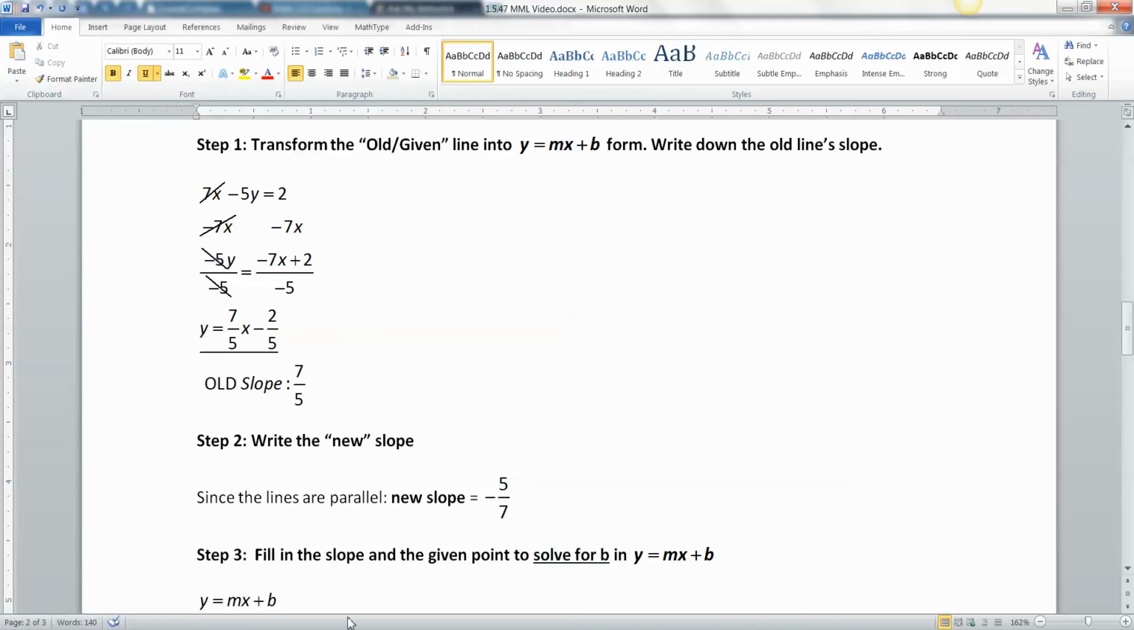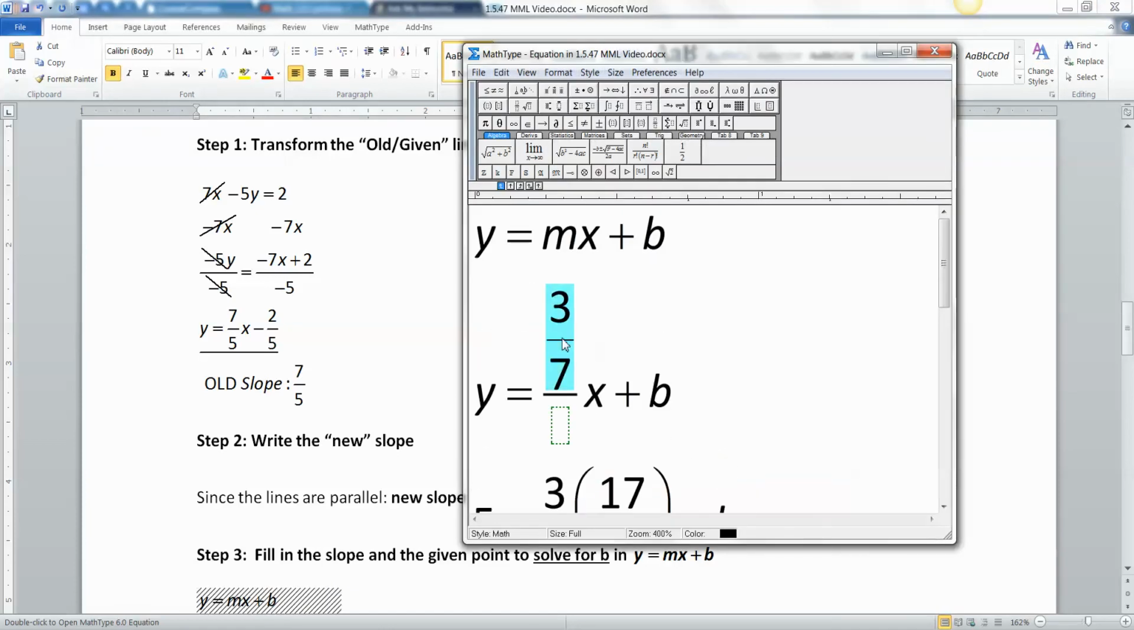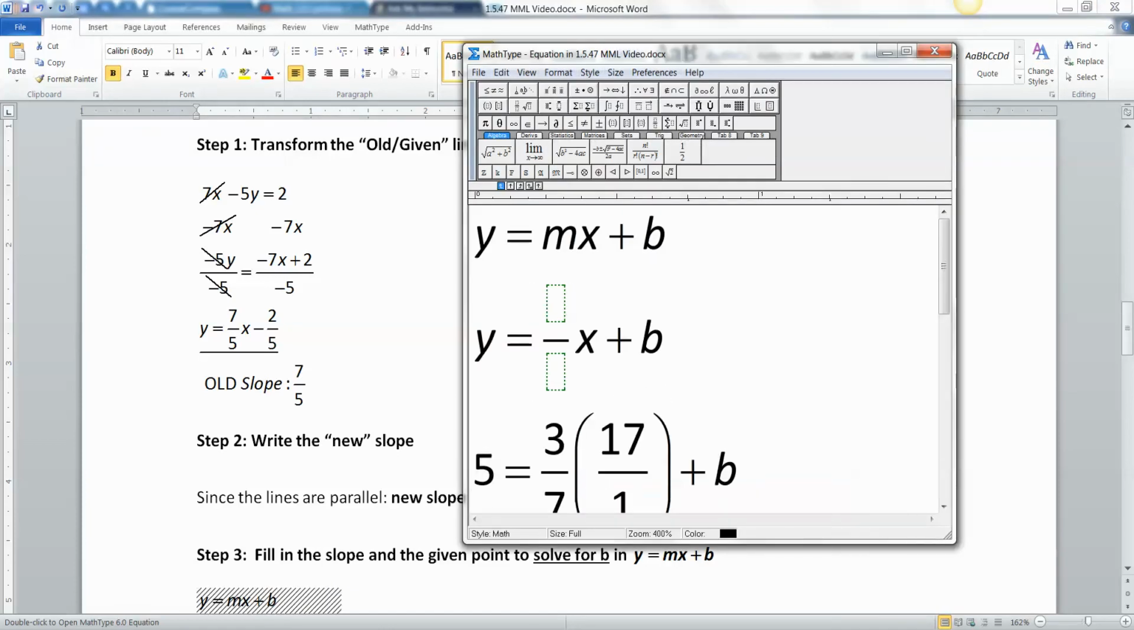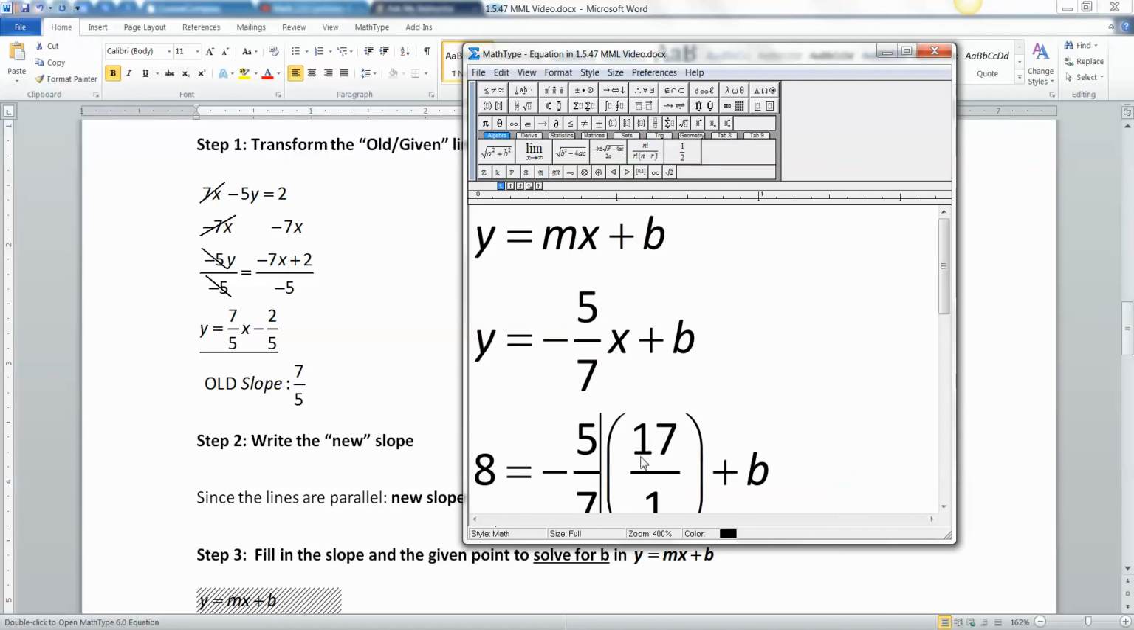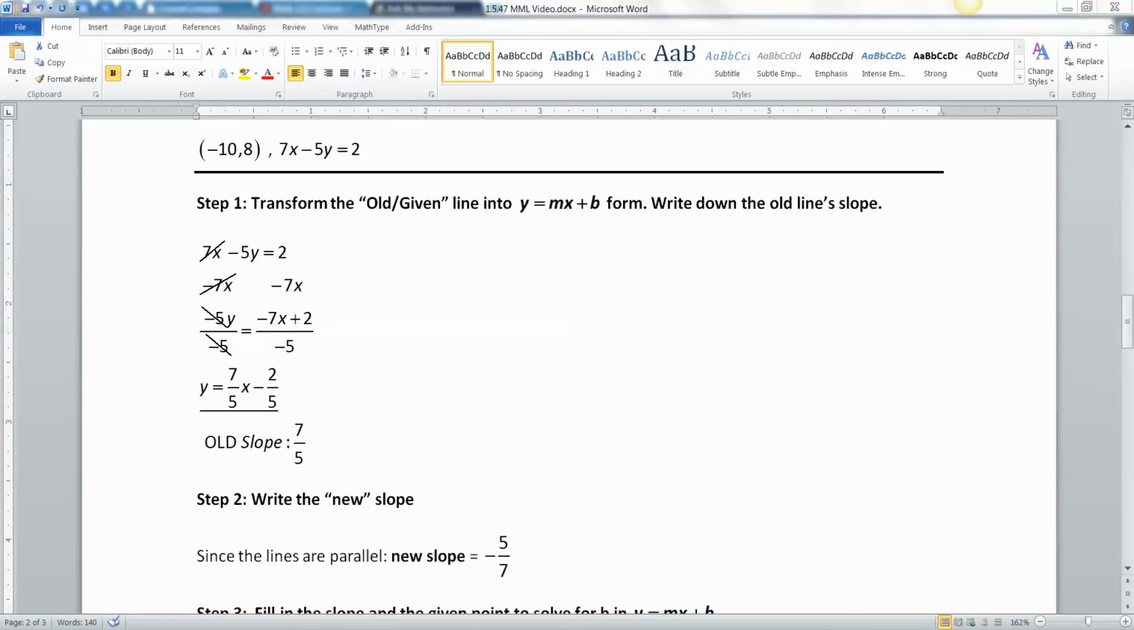All right, so let me pull this up. And of course, this is all from that other problem. So it was negative 5 over 7 x plus b. But we know that this is 8. And then, instead of 3 sevens, it's going to be negative 5 sevens. And this is 10. I think it was negative 10. Let me double check that. Yeah, it was negative 10, 8.